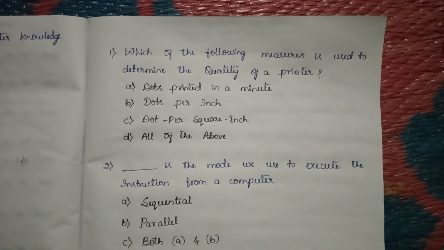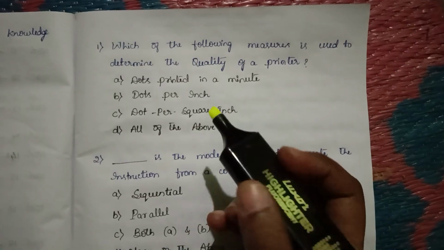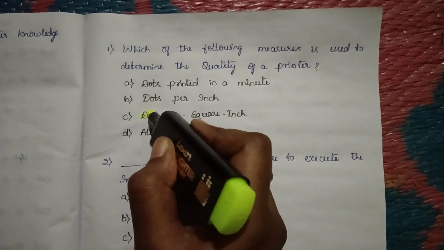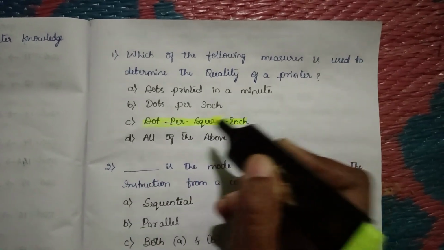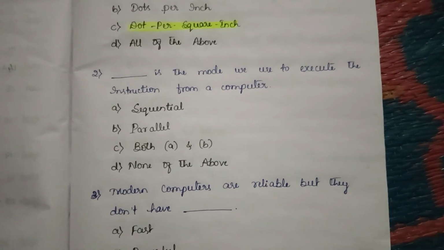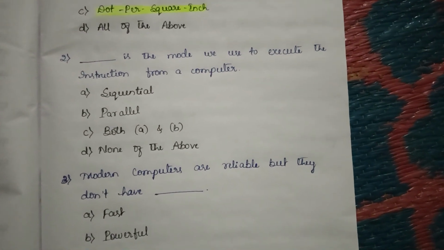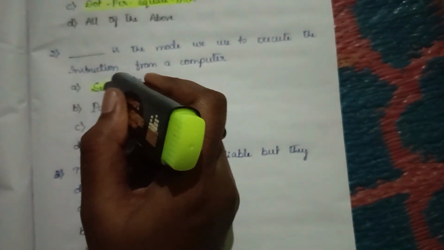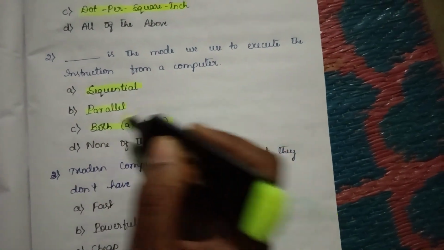Which of the following measures is used to determine the quality of a computer? Right answer is dots per square inch. Next question. Dash is the mode we use to execute the instruction from a computer. Answer is sequential and parallel, both A and B.